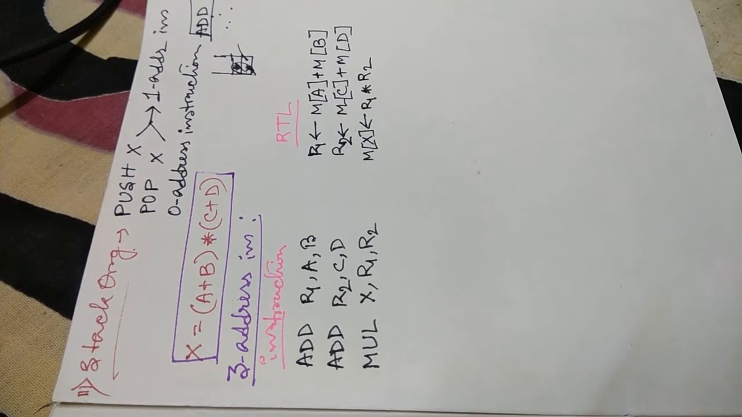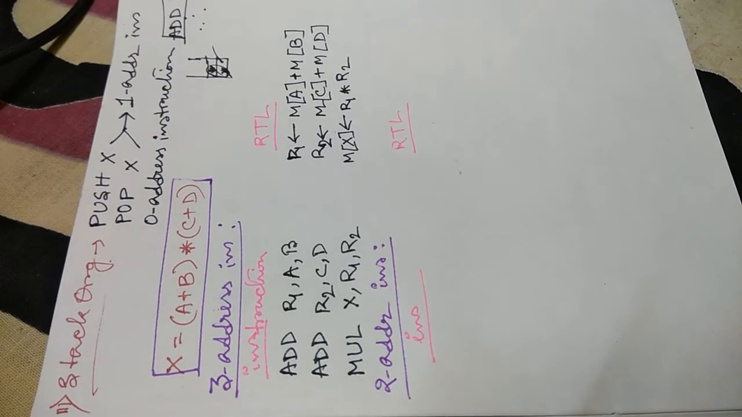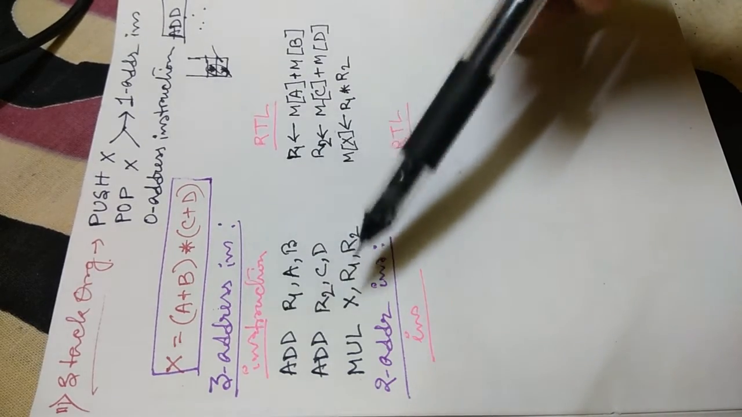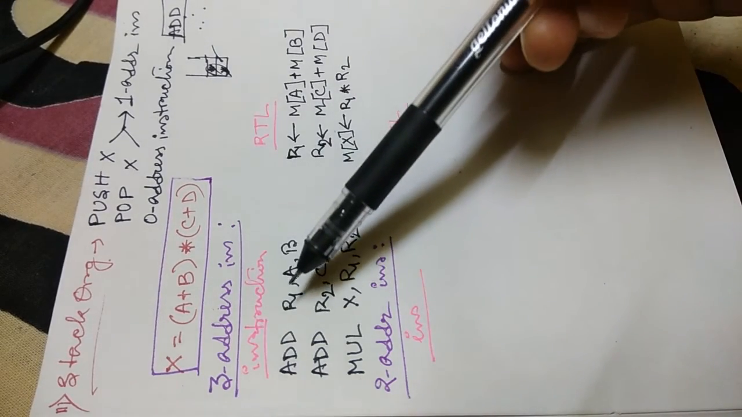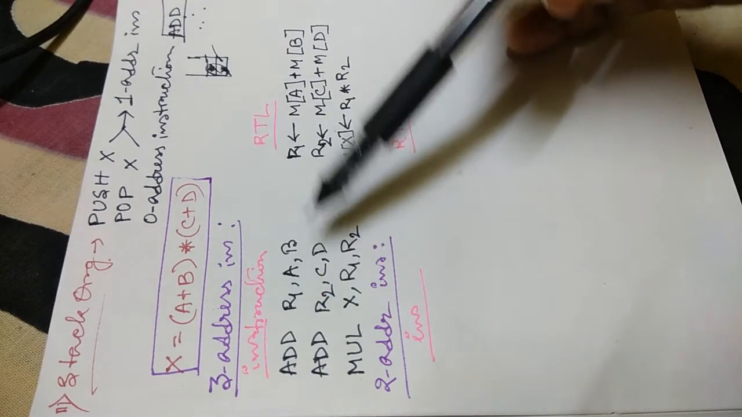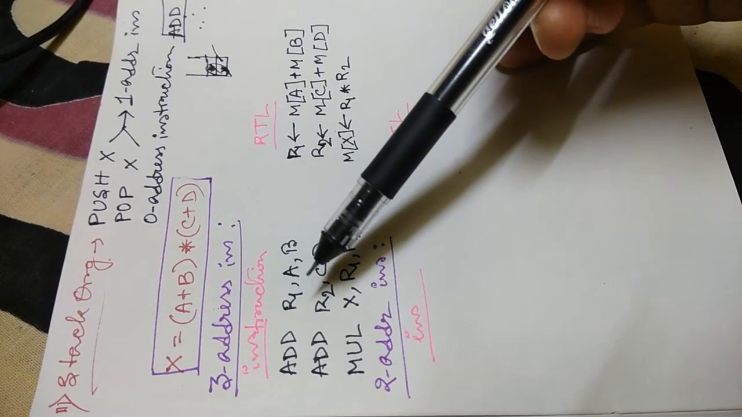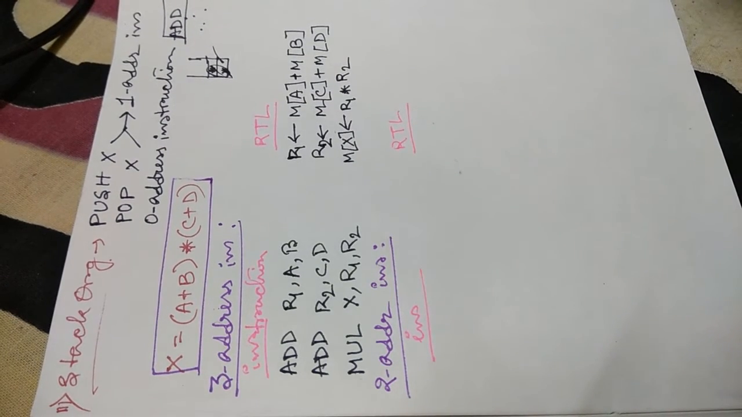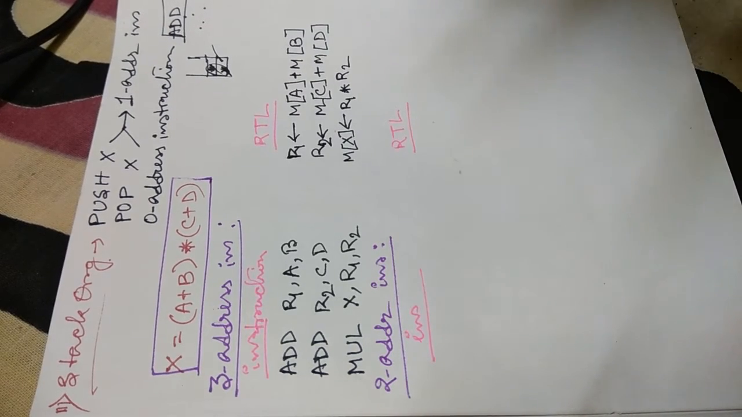Let's begin 2 address instruction. In 3 address instruction, we have to explicitly mention the address where we will store the result. In 2 address instruction also, it is not an implied accumulator. That is the difference between 3 address, 2 address and 1 address instruction. Here no implied accumulator is there.